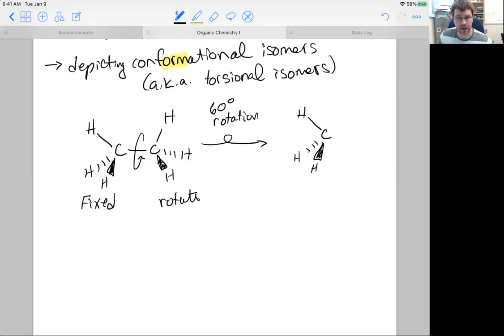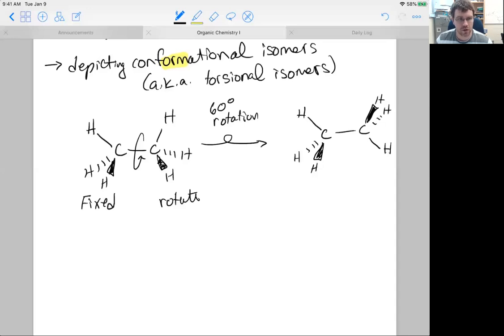My left side tetrahedron hasn't changed. So if I had my wedge and dash pointing down and to the left, they're going to stay down and to the left. But if I rotate, and I should mention which way I'm rotating, it looks like I'm rotating counterclockwise. It's not going to matter because all of the atoms are the same. But now I get to this structure where I have a wedge and dash pointing up and to the right as opposed to down and to the right. That's how you get to a 60-degree rotation.